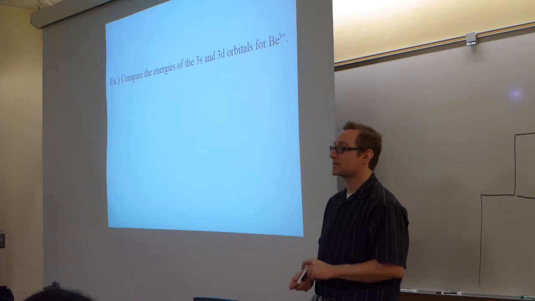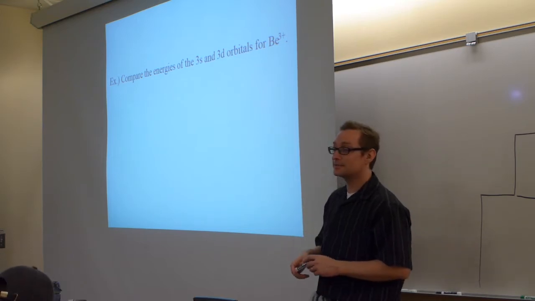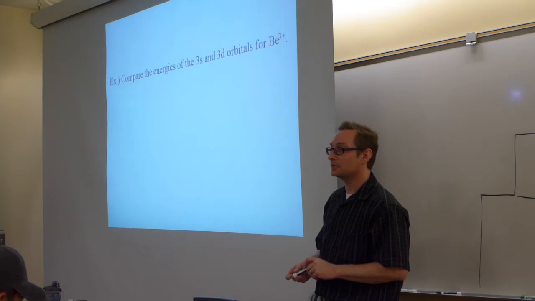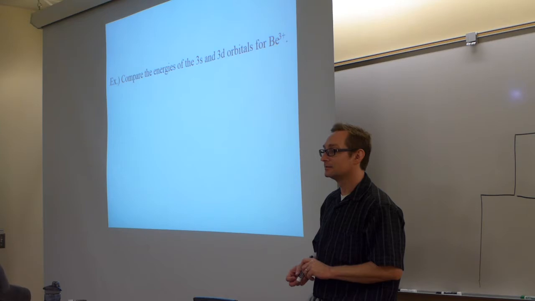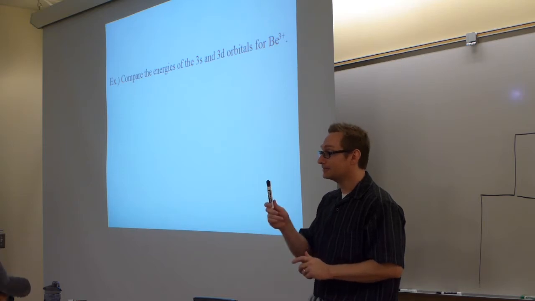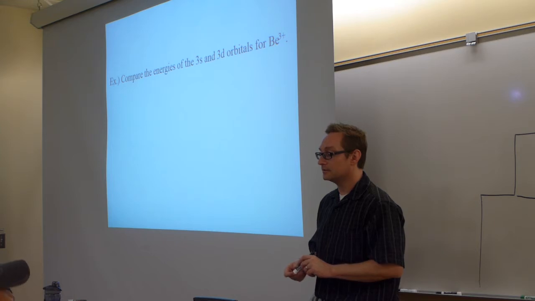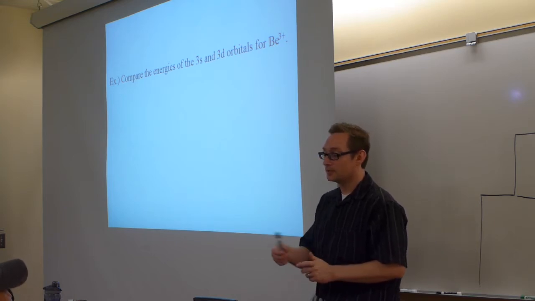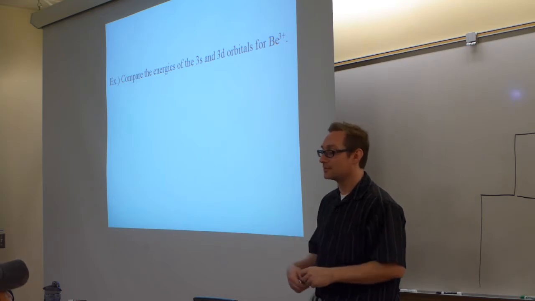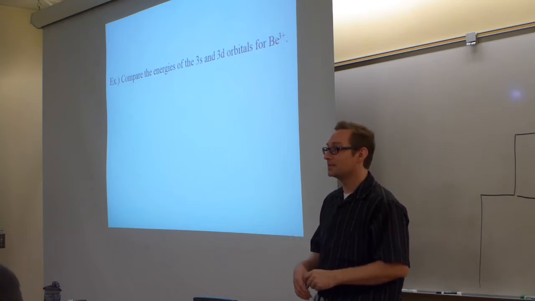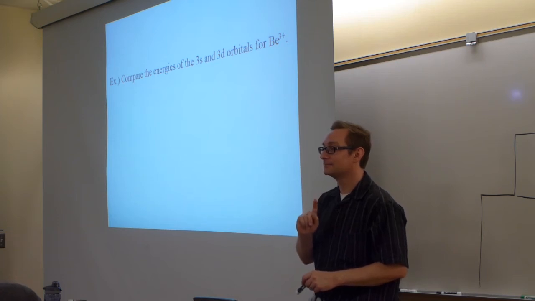Let's think about this now. Beryllium 3+, what kind of atom is that? Is that a one electron atom or a multi-electron atom? How many electrons are in a beryllium 3+ ion? Only one, right? For one electron atoms, are the 3s and the 3d equal or different in energy? They're equal. So what do you think the answer is then? They're both the same energy because it's a one electron atom. Okay.